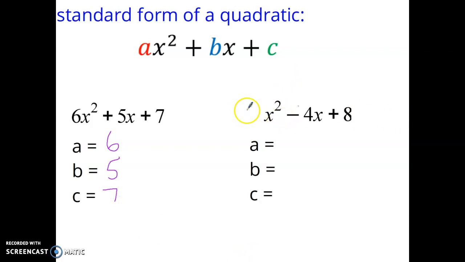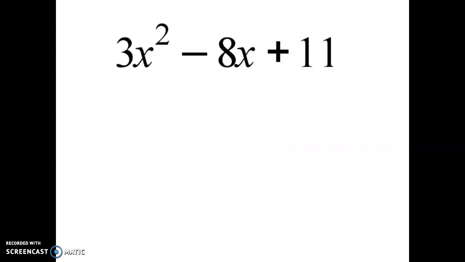All right, let's try that again with this one. This one is a little bit different. I look in front of the x squared and I don't see anything. That doesn't mean there's not an A. Think about the coefficient when you don't see anything, it is understood to be 1. So A is 1, B is the coefficient on x, but it's not just going to be 4, it's going to be negative 4. You have to take that negative into account. And then C, again, that's our constant over here on the end. C is 8. Okay, let's practice with that just a minute.